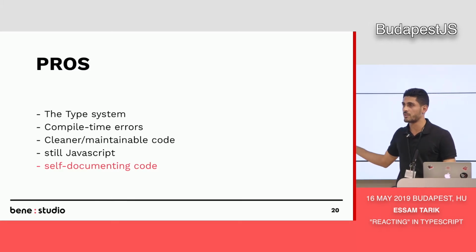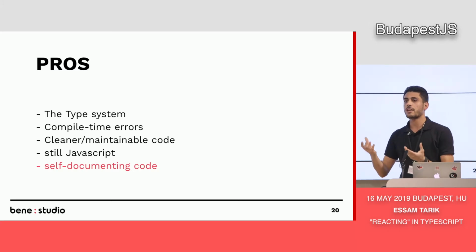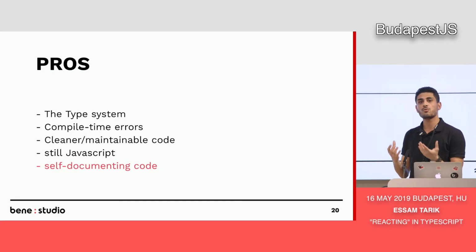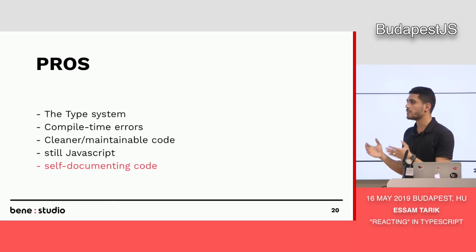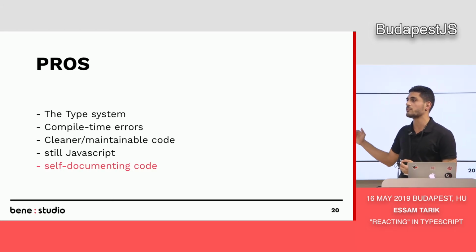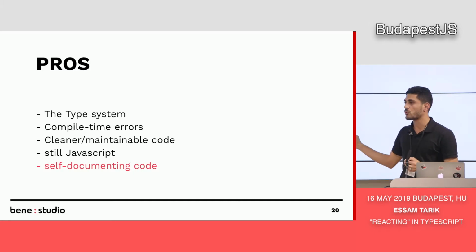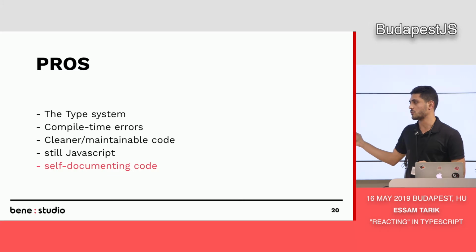It's self-documenting. When I hop into some TypeScript code and I see those interfaces, I see those types, I know what this function is doing without even having to sit with another developer explaining it to me, because the code itself is very well structured. The type system will make sure that the code you have written is good code.